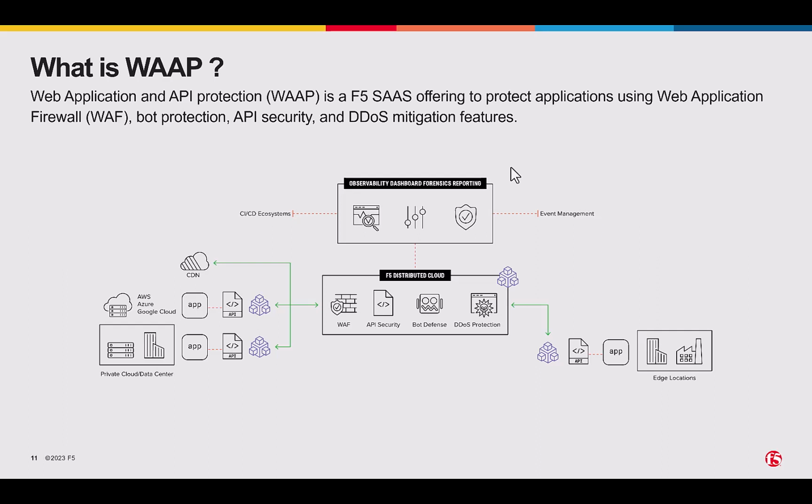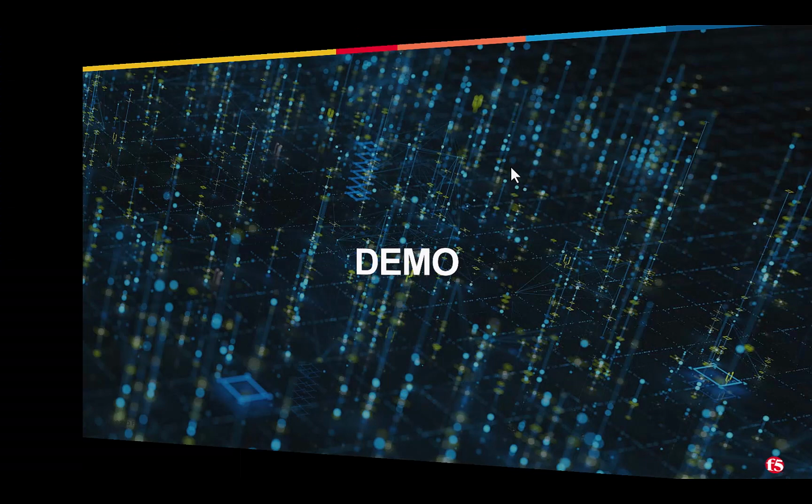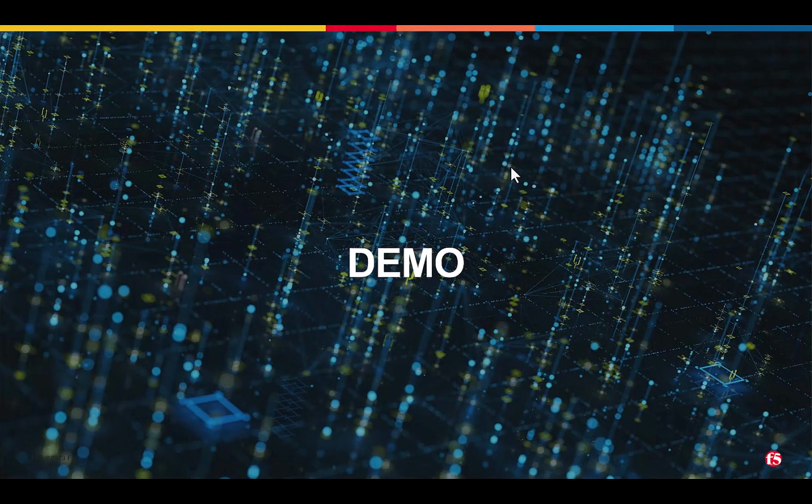WAAP, which stands for Web Application and API Protection, is an F5 SaaS offering to protect our applications against these common attacks by providing different types of features like Web Application Firewall, API Security, Bot Defense, and DDoS Protection. Let's jump into a quick demo and see how we are able to mitigate this injection attack using distributed cloud.